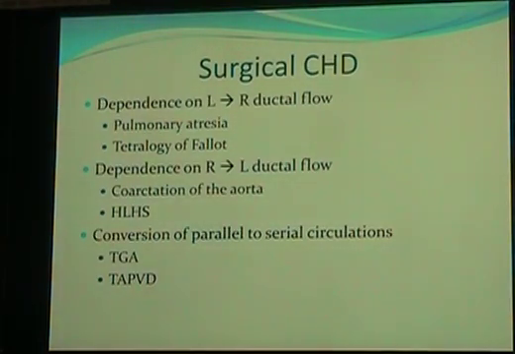And then the other types of surgical congenital heart disease are where you have, instead of serial circulations, where your circulations work together, parallel circulations, where you've got a pulmonary and a systemic circulation which are not communicating with each other. The classic example there would be transposition of the great arteries, in which your cyanotic blood is being recirculated to the body and your oxygenated blood is being circulated to the lung. But also total anomalous pulmonary venous drainage would be a second category there.